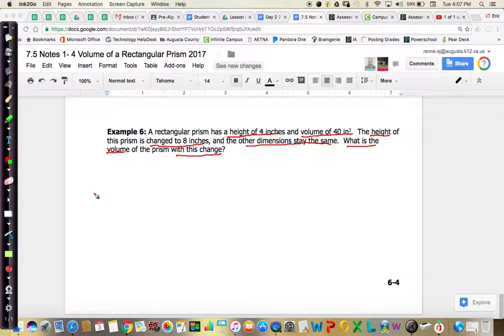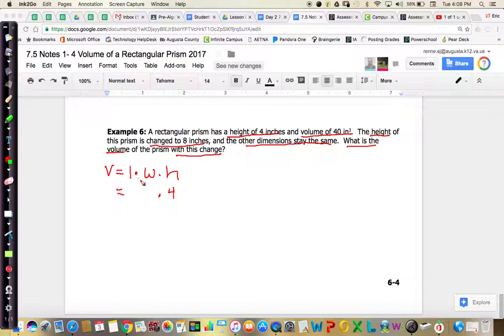So the formula is length times width times height. And right now we know that the height is 4, and we know that the final answer is 40. So we have to think of 3 numbers that multiply together to give us 40, and we know that one of the numbers is 4.